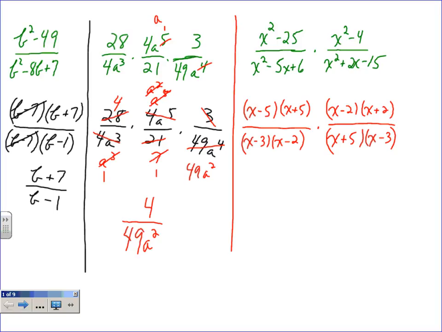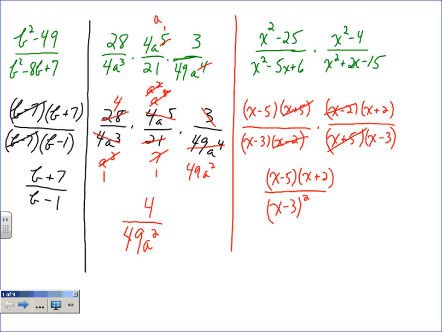Now that it's factored, now I can start crossing things out. I can start reducing. So x plus 5 will cancel with x plus 5. I have x minus 2 and x minus 2. And I believe that's it. X minus 3? No, it's got to be top and bottom. Can't be across. Now I can multiply across the top and across the bottom. Across the top, x minus 5 times x plus 2. Across the bottom, x minus 3 times x minus 3.